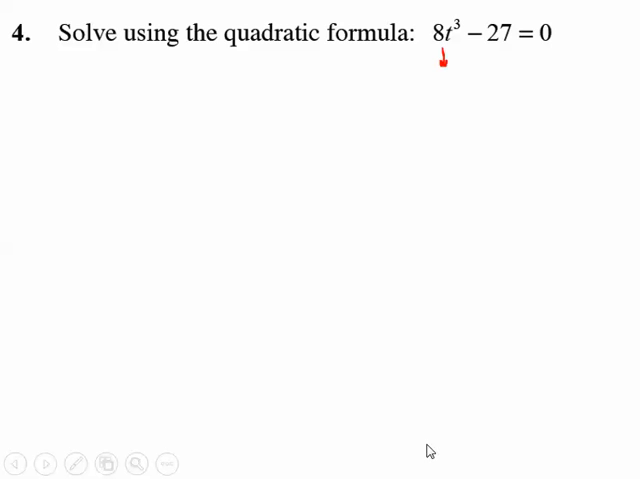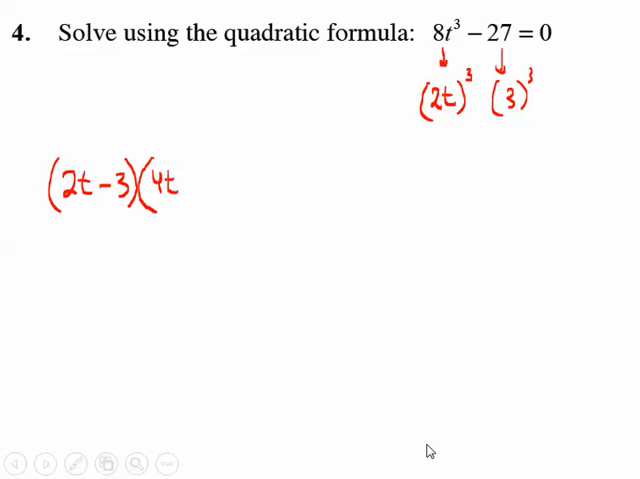So what cubes to give you 8t cubed? 2t. What cubes to give you a 27? It's a 3. So if you go back to your factoring rules for difference of two cubes, here it is. It's 2t minus 3. It's the same exact stuff without being cubed. Next parenthesis is squaring the first term. So 4t squared. Taking the opposite sign so that all the middles will cancel.